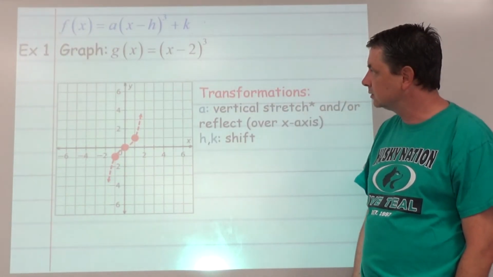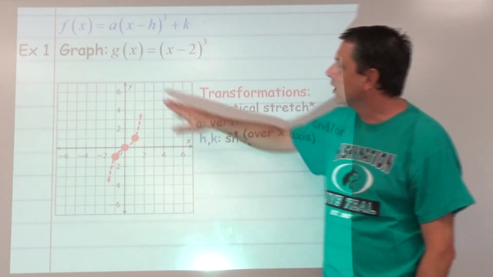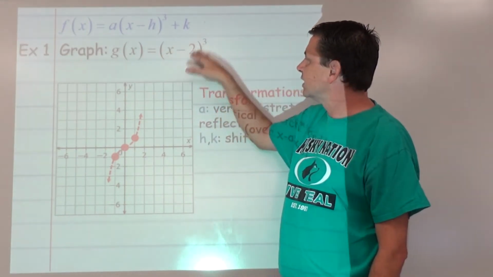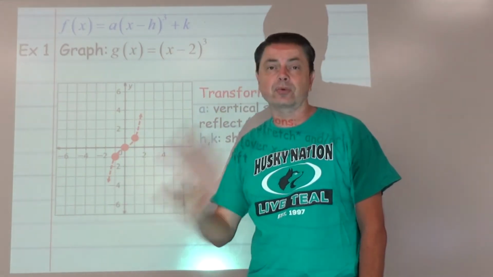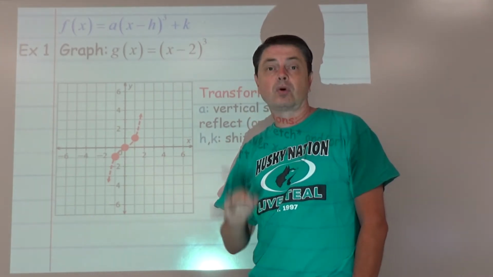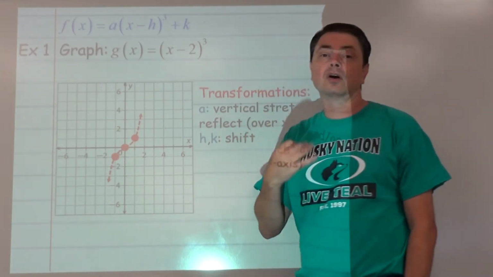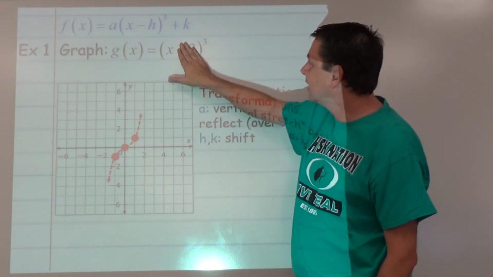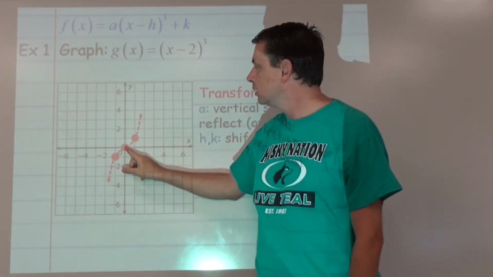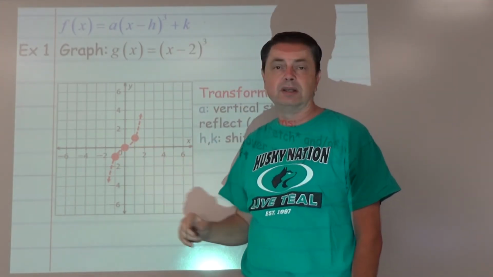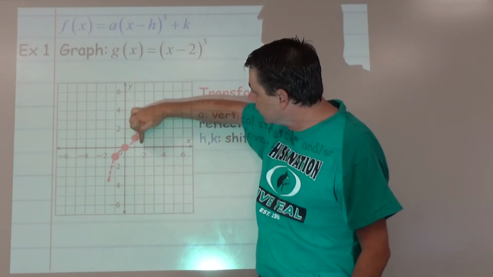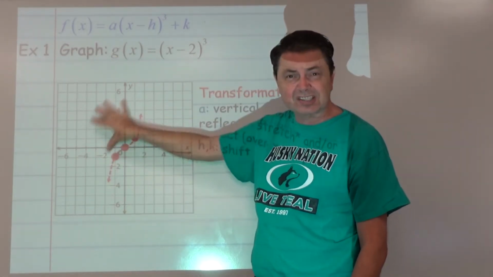Example number 1. Graph g of x equals x minus 2 to the third power. I've already got 3 key points for the base graph, our original cubic function, x to the third power: 0, 0, 1, 1, -1, -1. I didn't show the 2, 8 because it doesn't fit necessarily on this graph.